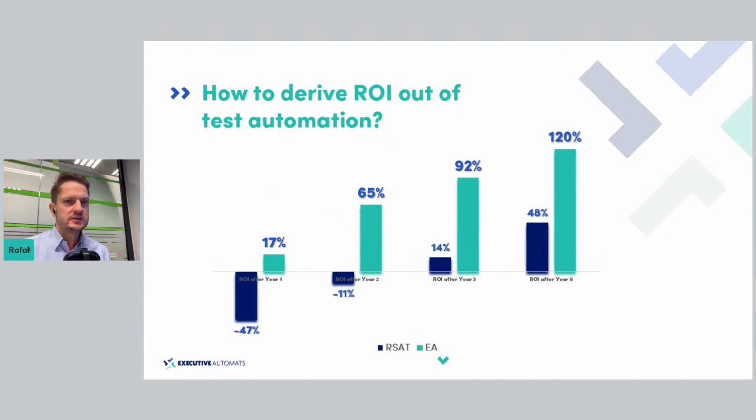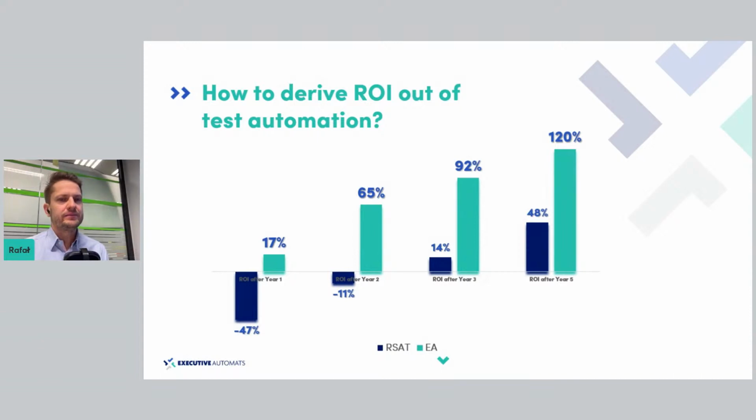As you can see in the presented chart, there is a huge difference, because I put the two tools together, the RSAT and EA. Why is the difference so huge? RSAT is much less user-friendly tool, and the average time of initial automated test script creation is usually around 50% longer than in EA. In terms of assertions, loops, etc., it's easier to do it with the Executive Automats, basically faster than with RSAT. That's why in the first year, when people are meeting the project that they need to automate the test, the return on investment is such a minus in the RSAT because of the time which is required for the automation.